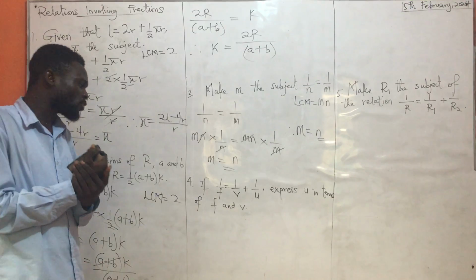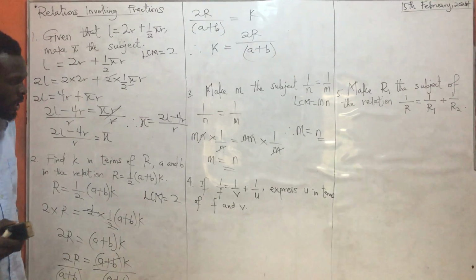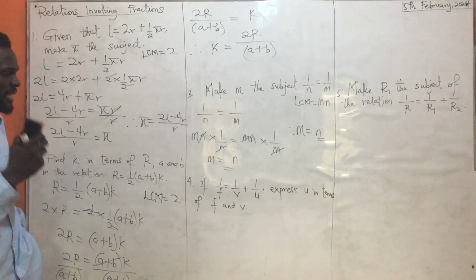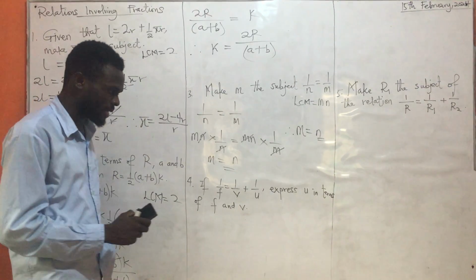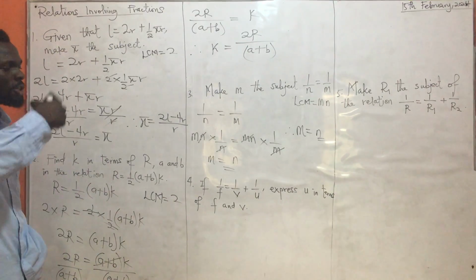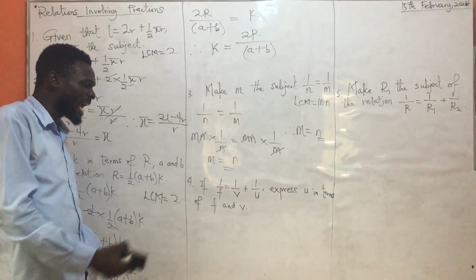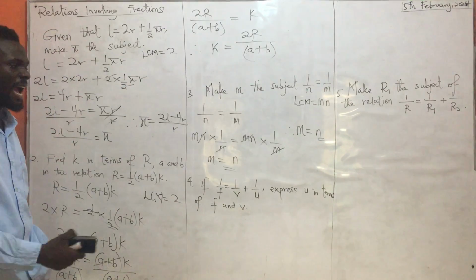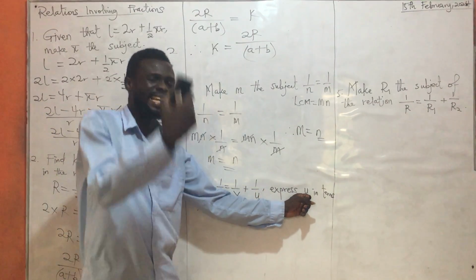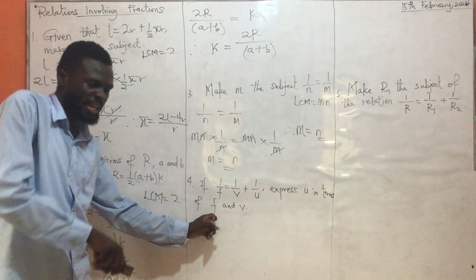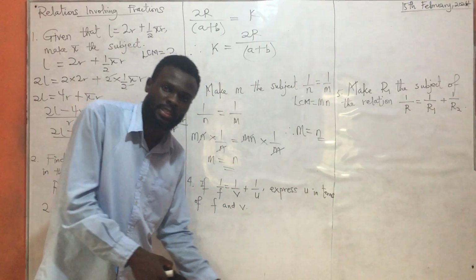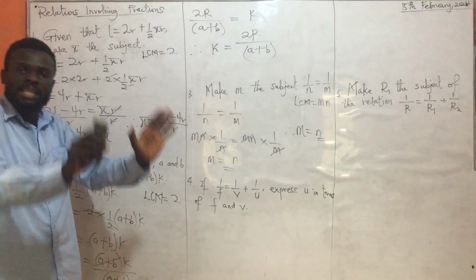Let's look at the last but one question for the day. It says, if 1 over f is equal to 1 over v plus 1 over u, express u in terms of f and v. What it means is that make u the subject, let u stand alone.